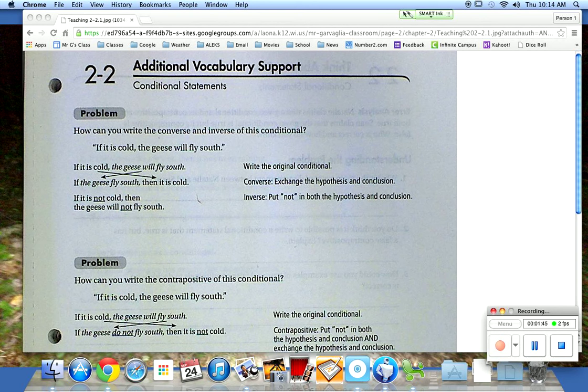But if I do the converse of something, I'm flipping it around. I'm saying the geese will fly south if it is cold, or then it is cold. If the geese fly south, then it is cold. Notice how with the inverse, I'm using a negative in there. I'm kind of changing it around. And the converse, I'm just taking the statement and reversing it around.